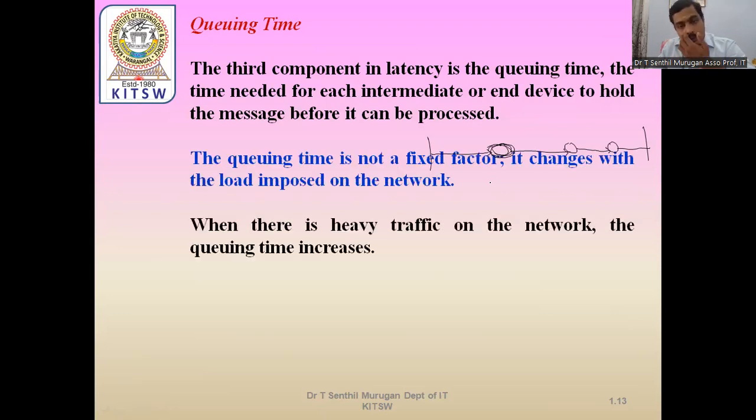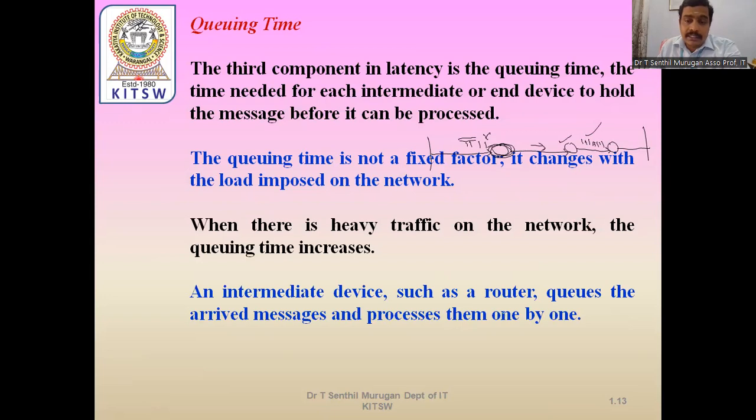Clear. Queuing time is not a fixed factor. It changes with the load imposed onto the network. When there is heavy traffic on the network, the queuing time increases. If more packets are processing, the remaining packets will wait here. So the first packet is processing, then these three packets will wait there. If it is free here, there is no traffic, then it will have less queuing time. But here there is traffic already, some packets, sorry, bits are waiting, then the new bits are coming here, so the queuing time is more here.